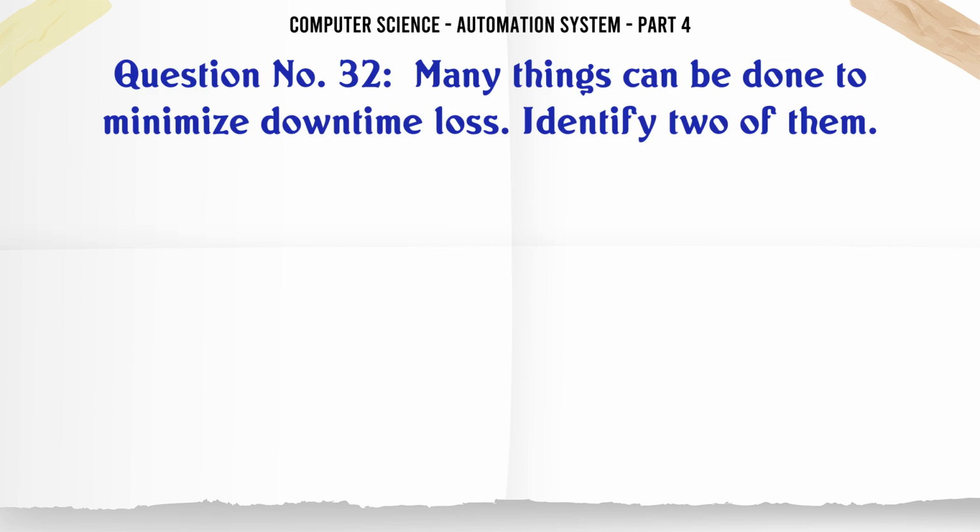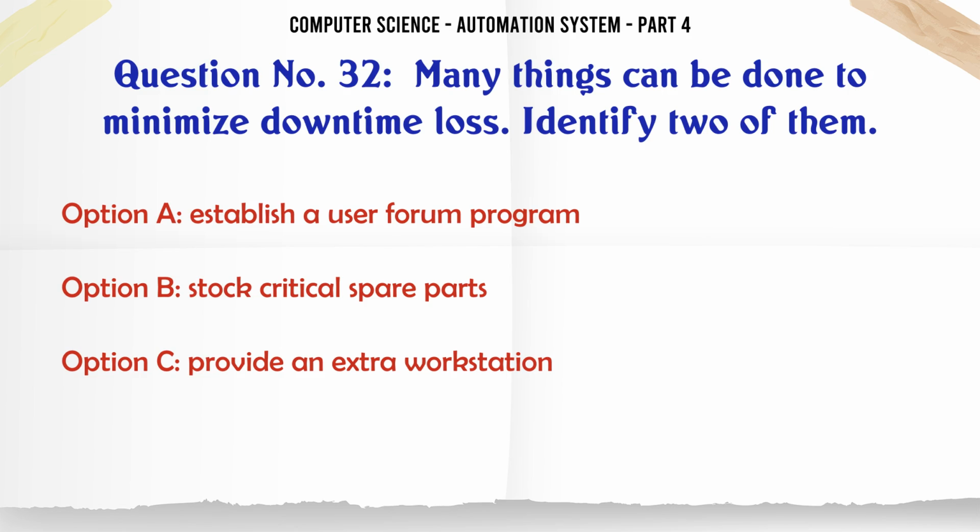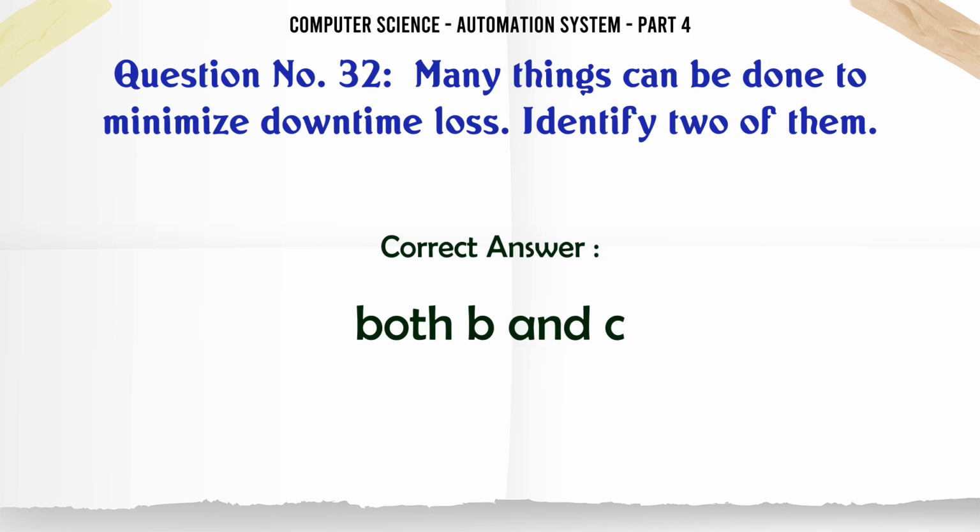Many things can be done to minimize downtime loss. Identify 2 of them. A. Establish a user forum program. B. Stock critical spare parts. C. Provide an extra workstation. D. Both B and C. The correct answer is both B and C.